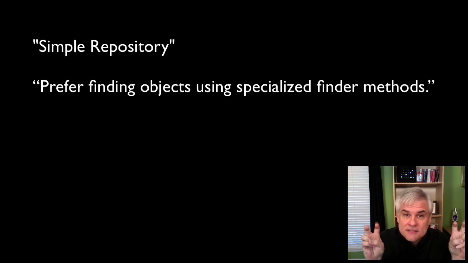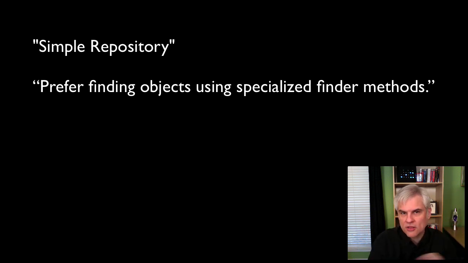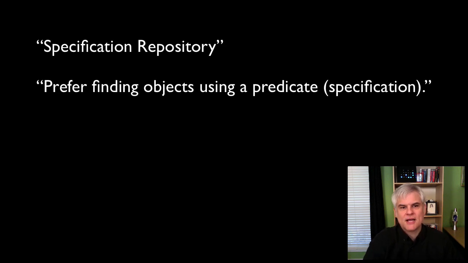Before we go any further, let's give these two approaches real names, and then I can discuss what my reservations are. Personally, I use the term simple repository to describe the finder method approach to querying the repository. I saw this term coined somewhere, I can't remember where, so I can't give it proper attribution. However, I'll define the simple repository like so: prefer finding objects using specialized finder methods. But then there's also this specification repository, which I'm going to define like so: prefer finding objects using a predicate or specification.